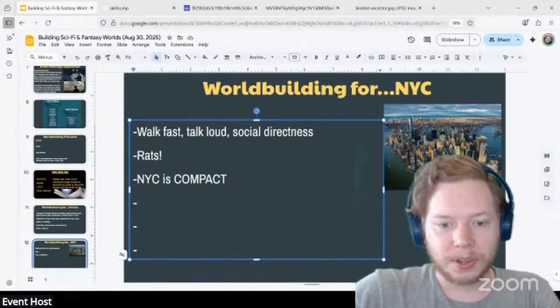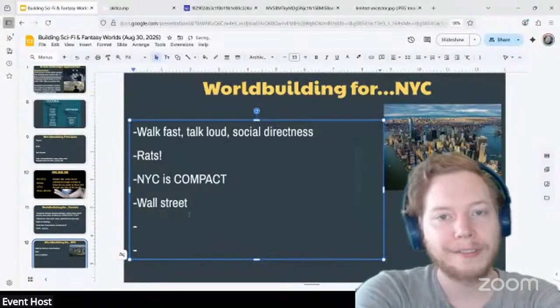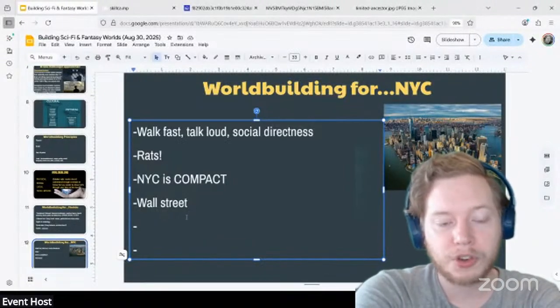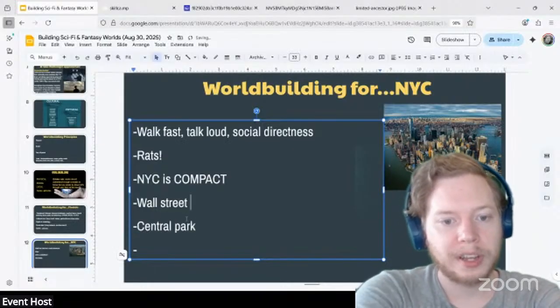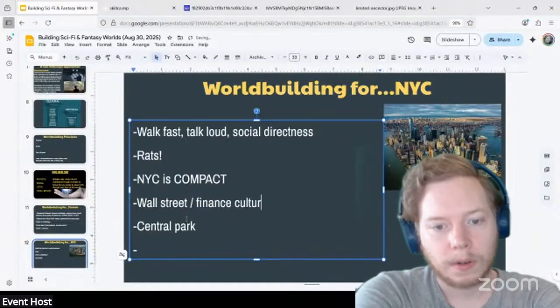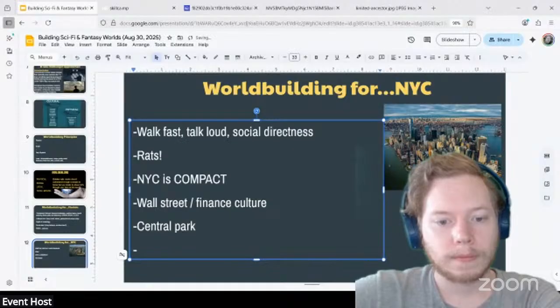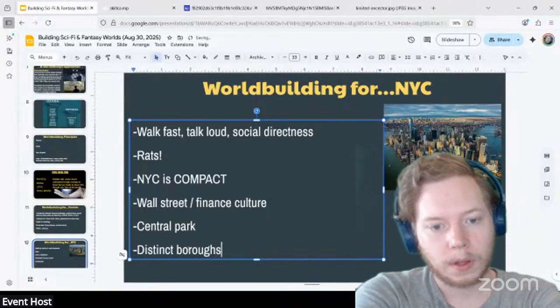I'm seeing other comments in the chat as well. Wall Street. Okay, Central Park. So yeah, we have Wall Street. We have memorable, iconic preserved nature, such as Central Park. We have Wall Street and finance culture. We'll just include all the boroughs, which are all distinct because they're boroughs, all distinctly culturally stratified.